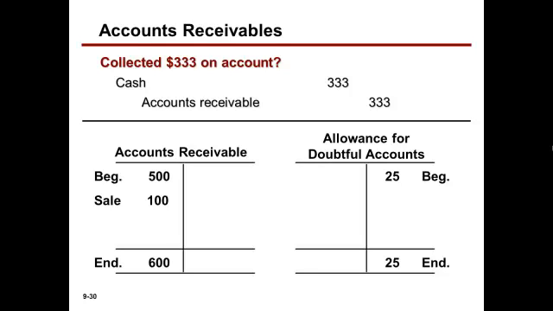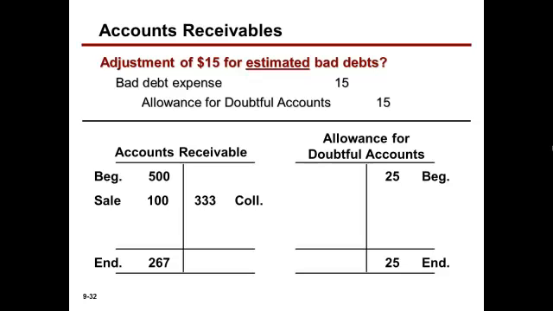Next entry, we've collected $333 on account. That is, customers have paid us for previous entries made on a credit basis. We debit cash for $333, credit accounts receivable. As we post that to the ledger account, receivables goes down by $333, the collection. Again, we're just showing the effect on the receivable side of the balance sheet, not the full entry, shown here in the T account format.